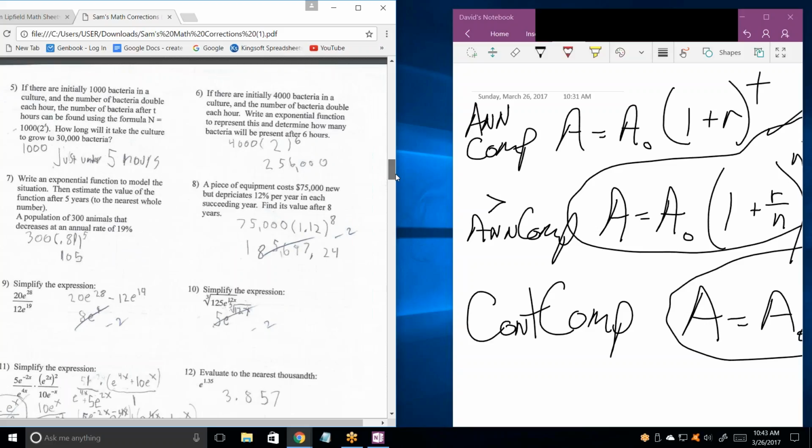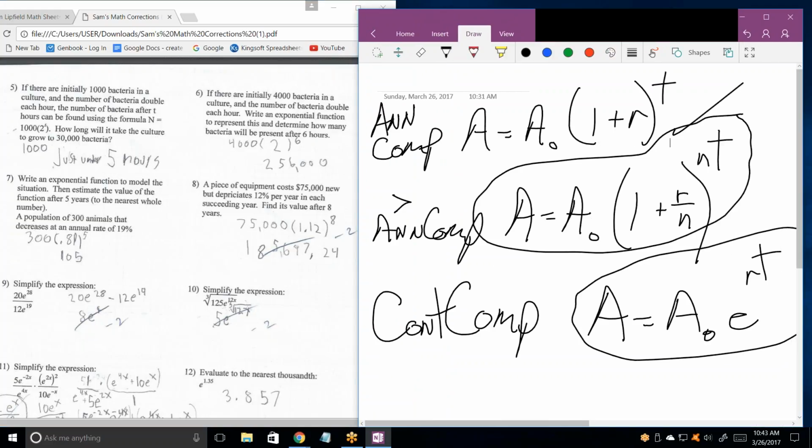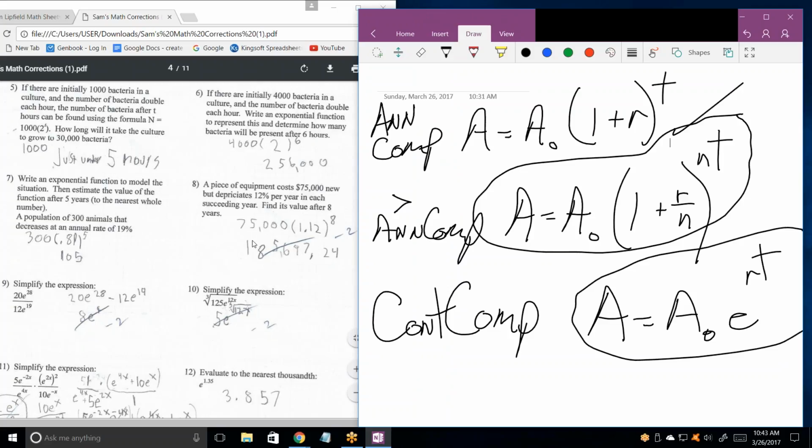You used continuous decay, and you also used a positive R. You need a negative R because this is depreciating. Okay? So instead of 1.12, it's 0.88. In other words, we're using, and I'm actually not sure if she wanted you to use continuous depreciation either.